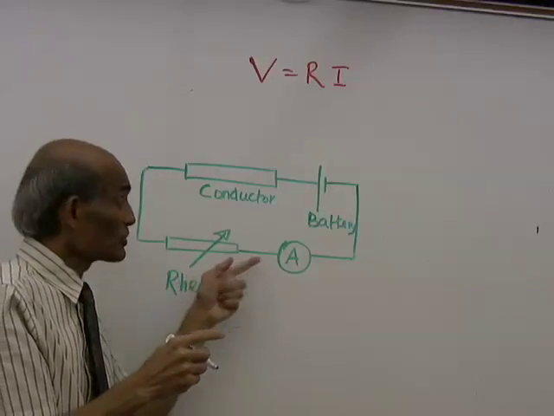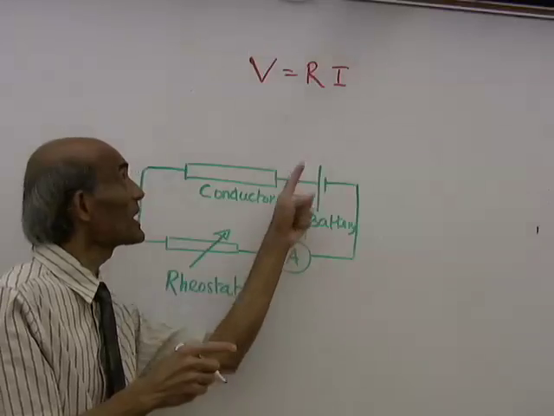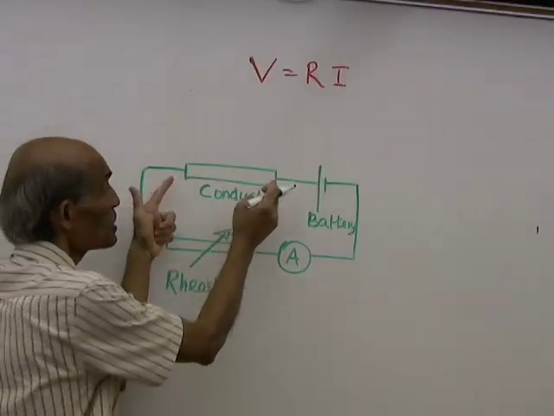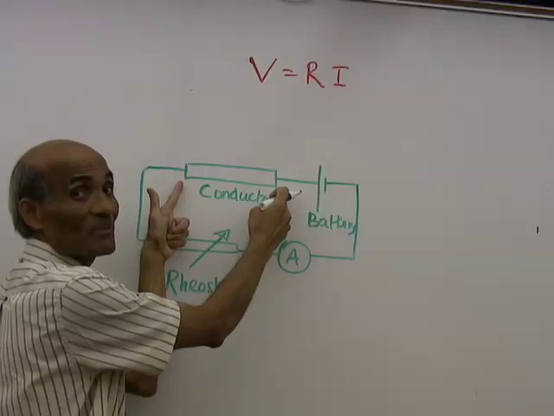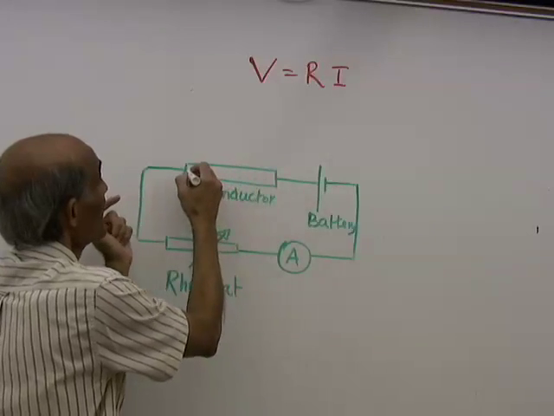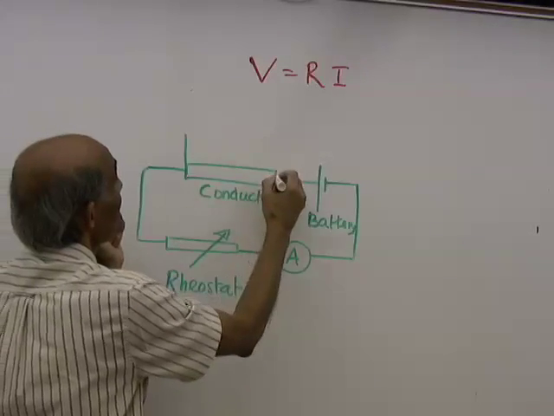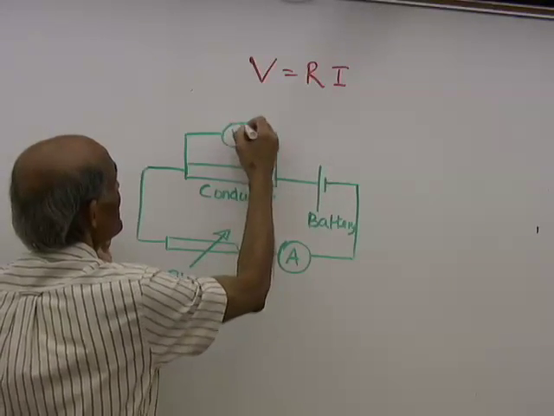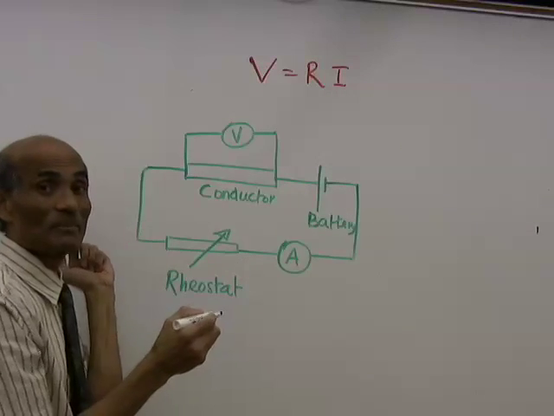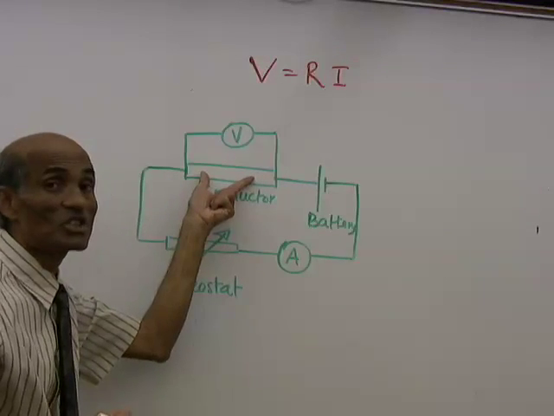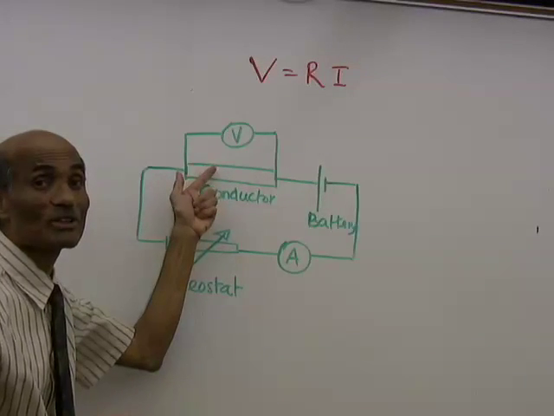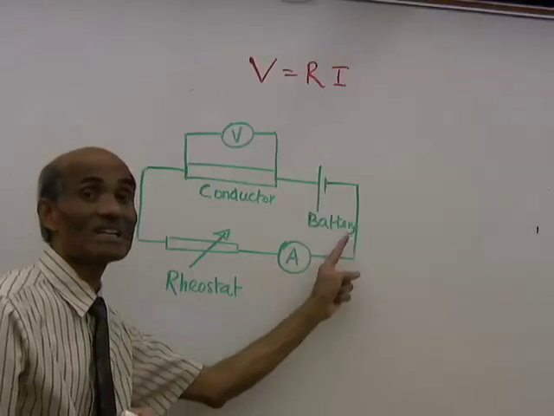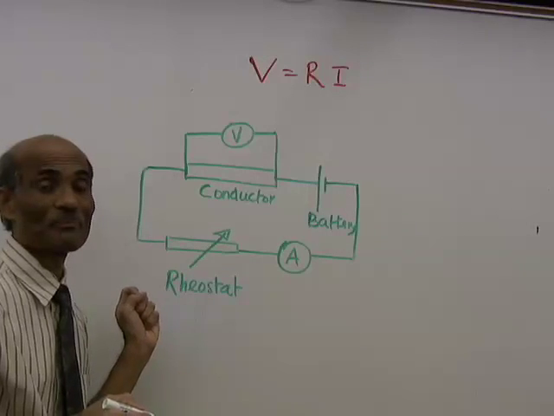And now, the ammeter will measure the current I, and you need to now measure the potential difference between the ends of the conductor. How do you do that? Connect a voltmeter right across the conductor. That's the way we connect the voltmeter. So the voltmeter is connected in parallel to the conductor, and the ammeter is connected in series with it.